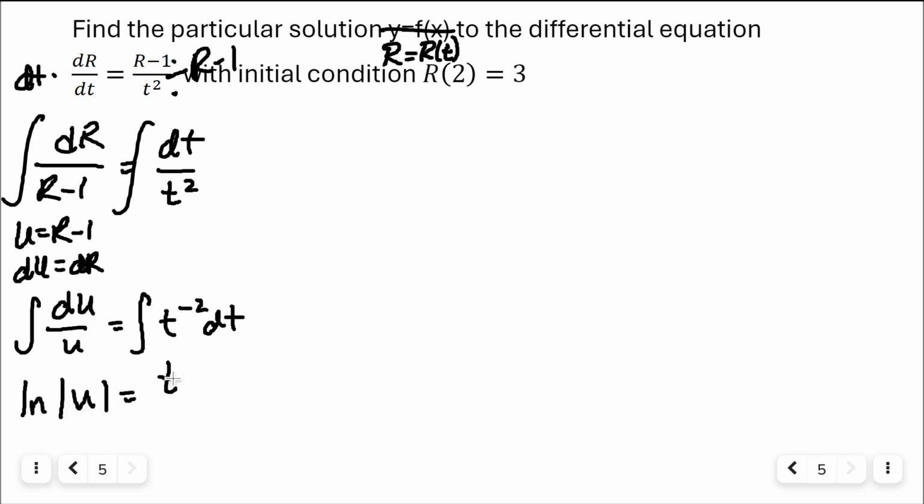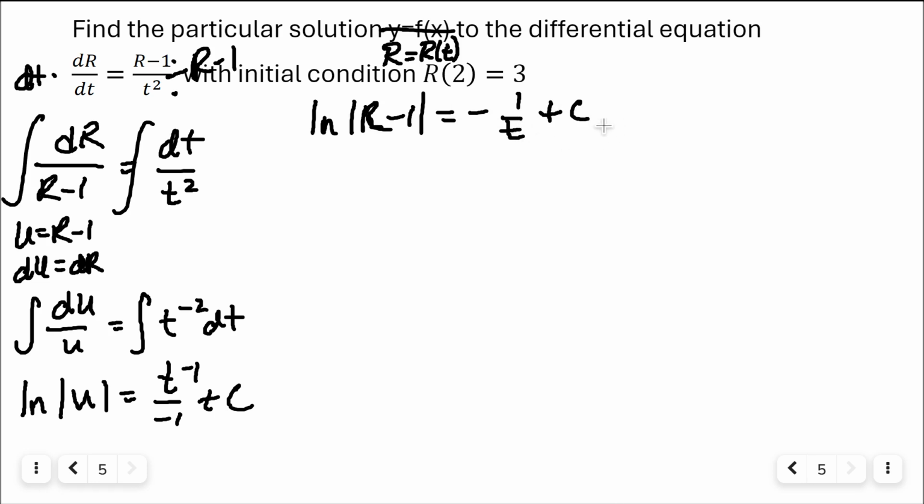And we're going to have t to the negative 1 over negative 1 plus c on the other side. So we'll move this down, replace the u, and now we have the natural log of r minus 1 equals negative 1 over t plus c. Okay, now we need to solve for c.